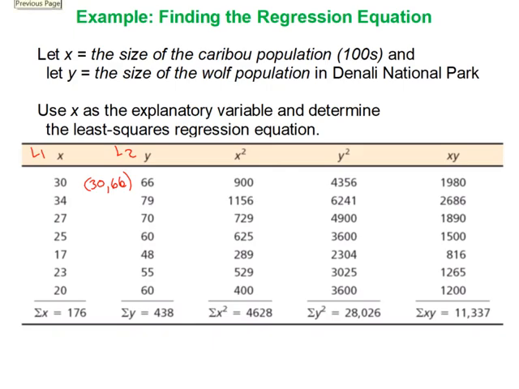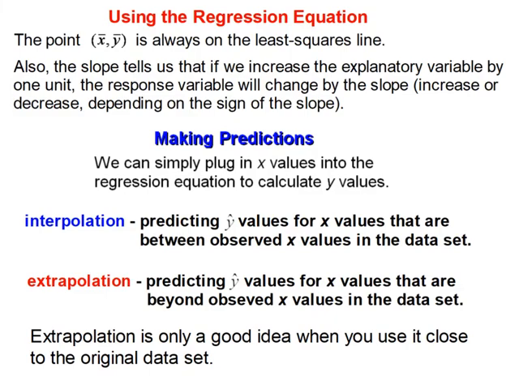Okay. Oh, yep, wolves. So there's 1.6 wolves, excuse me, per, well, because it's in hundreds, per 100 caribou. Okay. So rate of change. So as the wolves increase, so does the caribou. Makes sense. It's probably the fact that the caribou are the food.